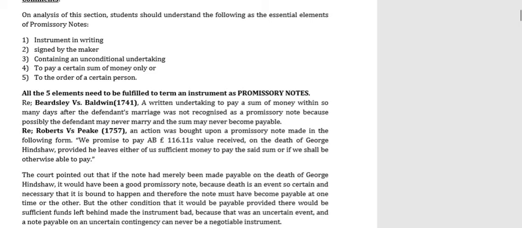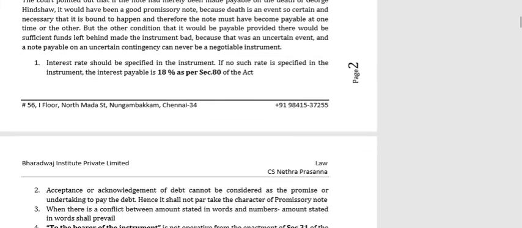Now, in Roberts versus Peake, an action was brought upon a promissory note made in the following terms. We promise to pay AB 116 pounds 11 shillings for the value received on death of George Hinshaw, provided he leaves us sufficient money to pay. So this is where the note becomes invalid. If required, you may pause the video now and read the verdict given by the court. Yes, friends, I hope it has been done. Now we would be moving on with the next one.